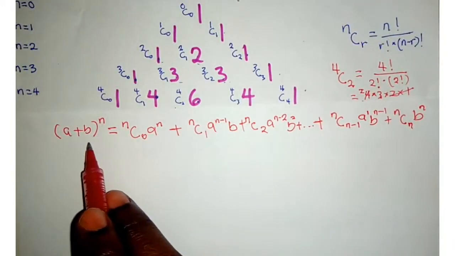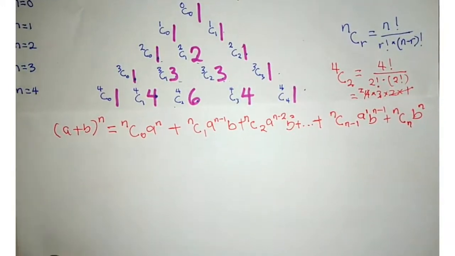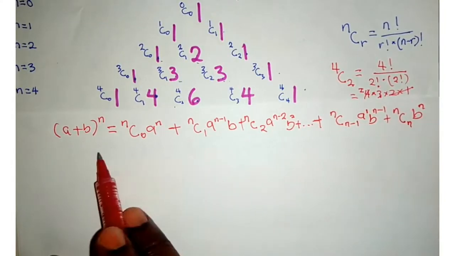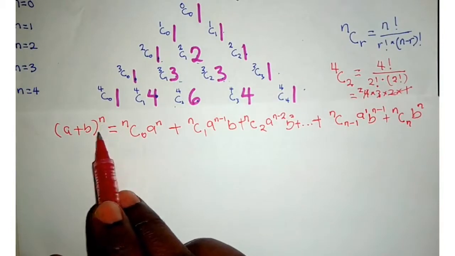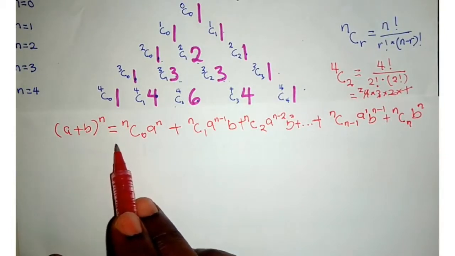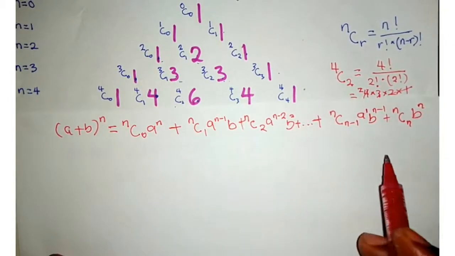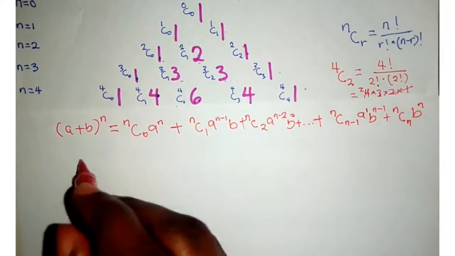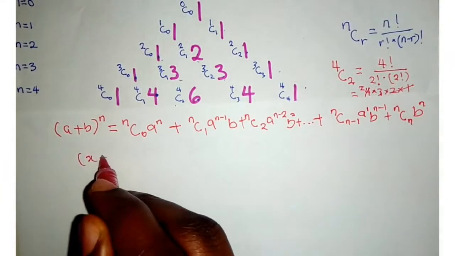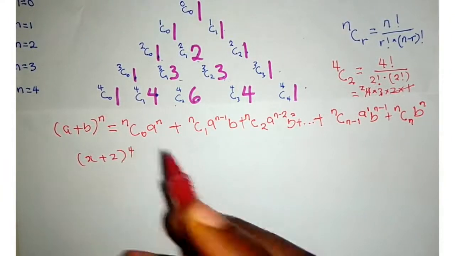And so this statement is known as the binomial theorem. It states that for any positive integer n, (a plus b) to the power of n can be written as this. So let's see an example to illustrate this. Expand (x plus 2) to the power of 4.